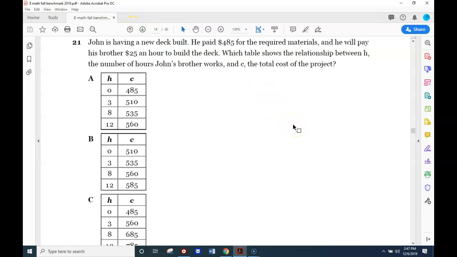Number 21. John is having a new deck built. He paid $485 for the required materials, and he will pay his brother $25 an hour to build the deck. Which table shows the relationship between H, the number of hours John's brother works, and C, the total cost of the project?